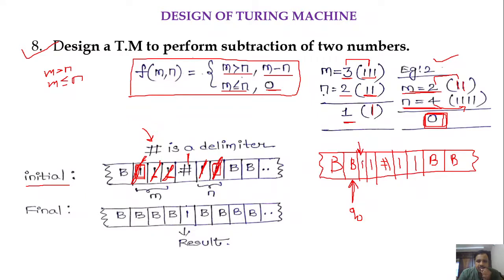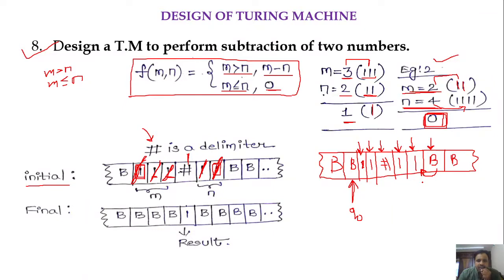Here, the next symbol is 1, so keep that 1 as it is, move the head towards right. The next input is 1, keep it as it is and move the head towards right. Hash, keep it as it is, move the head towards right. 1, keep it as it is, move towards right. Keep 1 as it is, move the head towards right, and the next one is blank. Once we get a blank, we move the head towards left. Why are we searching for a blank? Because we want the last symbol in n.